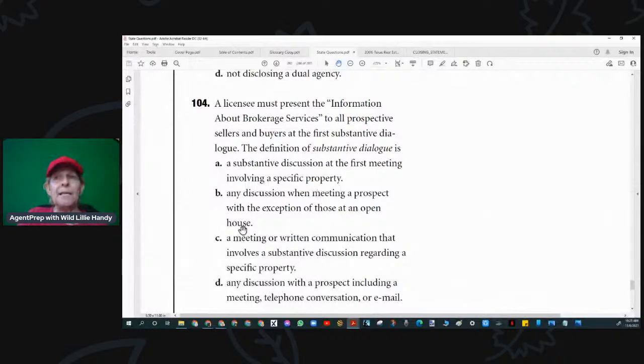B, any discussion when meeting a prospect with the exception of those at an open house. C, a meeting or written communication that involves a substantive discussion regarding a specific property. Or D, any discussion with a prospect, including a meeting, telephone conversation, or email. And today we even have texting, right? So go ahead and write your answer, the number, and the letter.